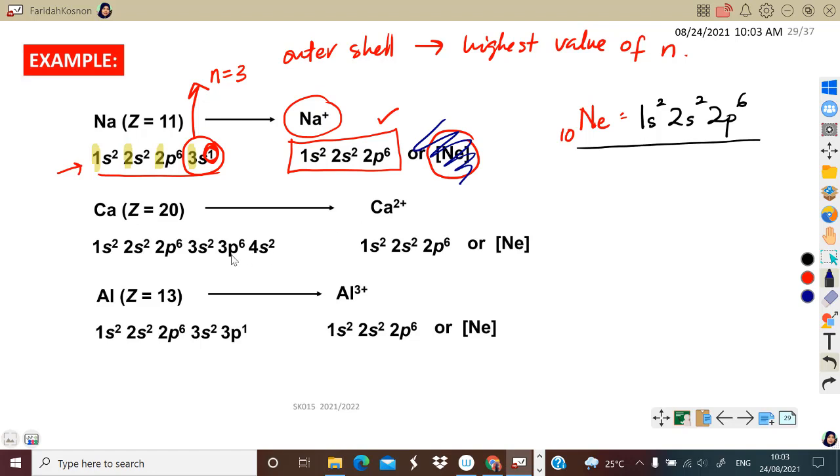Okay, for calcium, for example, we have calcium atom. This is the electronic configuration of calcium atom: 1s2, 2s2, 2p6, 3s2, 3p6. Okay, when calcium atom converted or form calcium ion, calcium 2 plus ion, so dia mesti remove.